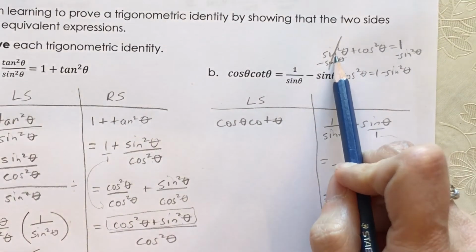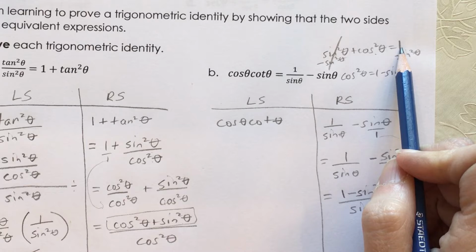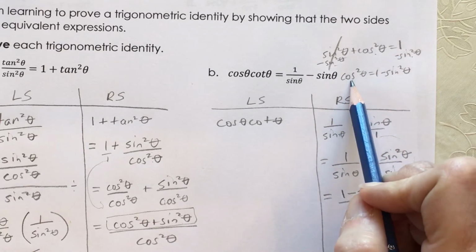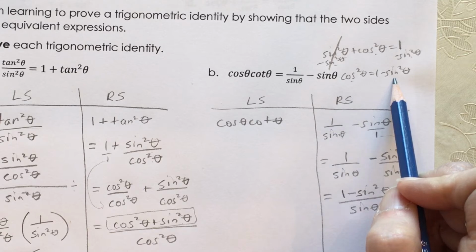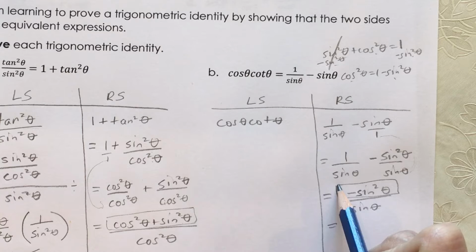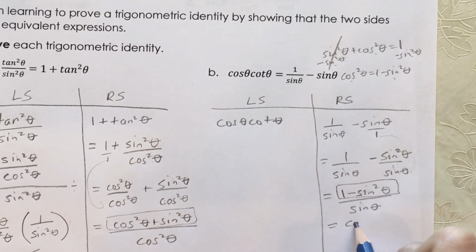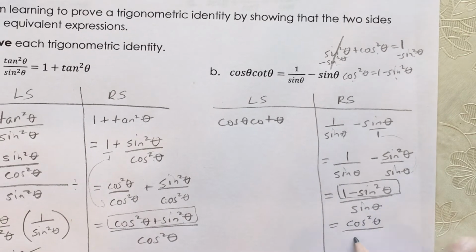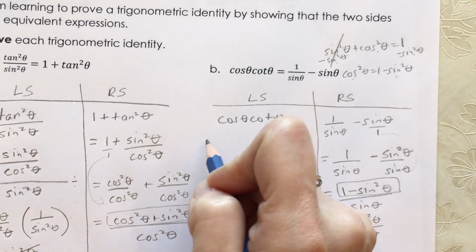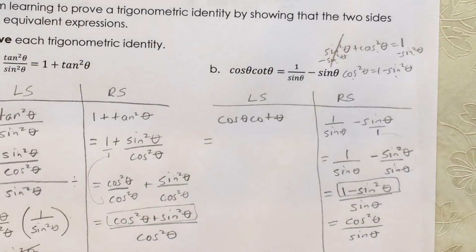So I start off with sine squared theta plus cos squared theta is 1. Subtract sine squared theta from both sides. And then I get that cos squared theta is equal to 1 minus sine squared theta. So that means I can replace 1 minus sine squared theta with cos squared theta. And then, so I've changed everything so it's in terms of cos and sine. I'll come over and try a similar strategy on the left side now.